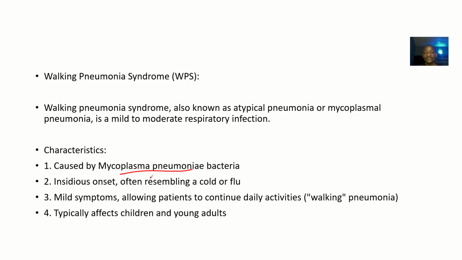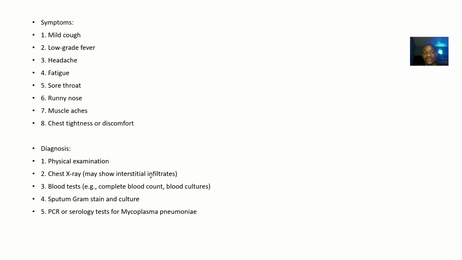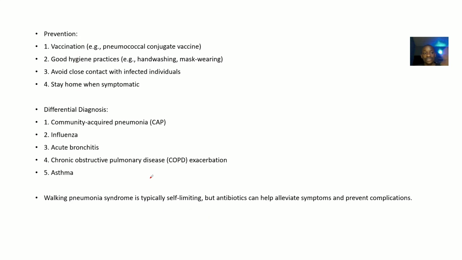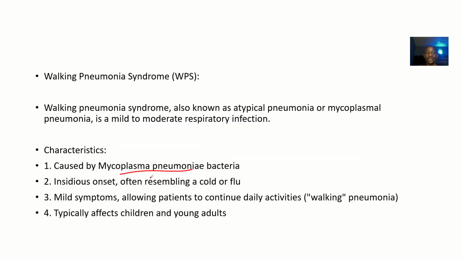So let's define it. We'll define it, talk about the characteristics, the symptoms, then diagnosis, treatment, complications, prevention, and differentials. Okay. For the definition, walking pneumonia syndrome is also known as atypical pneumonia or mycoplasmal pneumonia. It's a mild to moderate respiratory infection caused by the Mycoplasma pneumoniae bacteria. It's insidious in onset, often resembling just a cold. The person will just be as if they are having a cold or something.